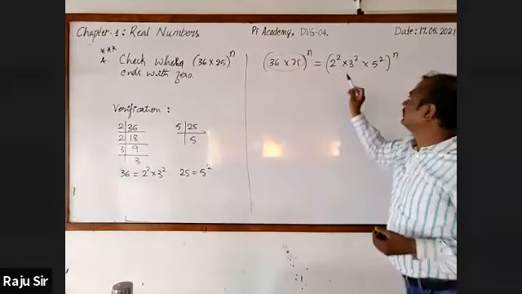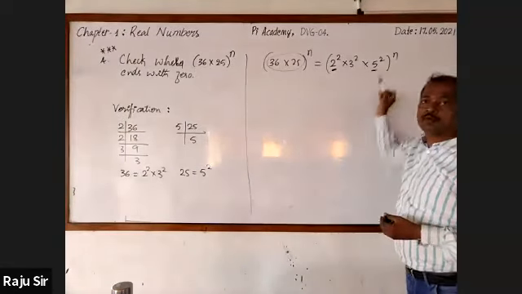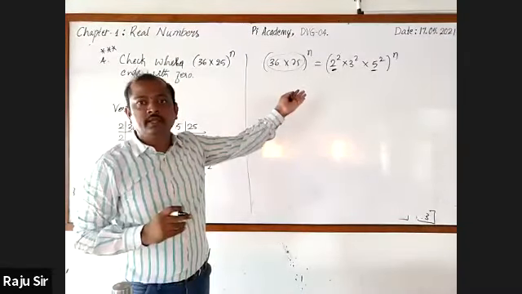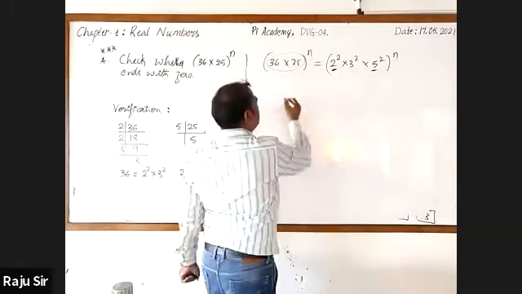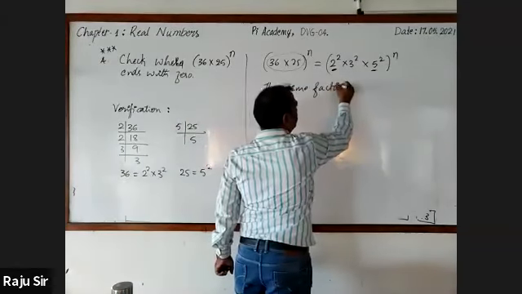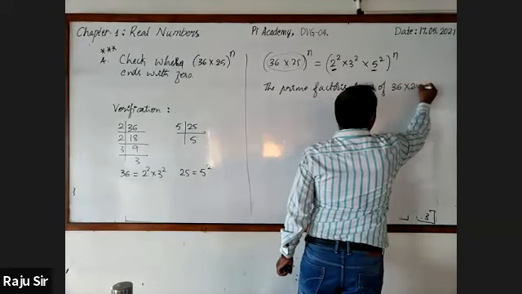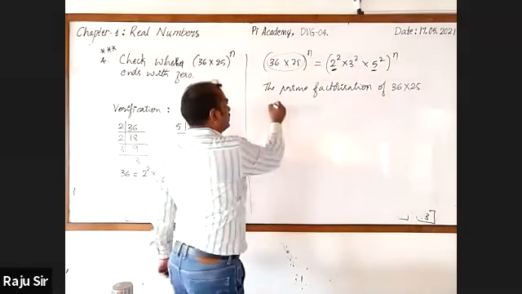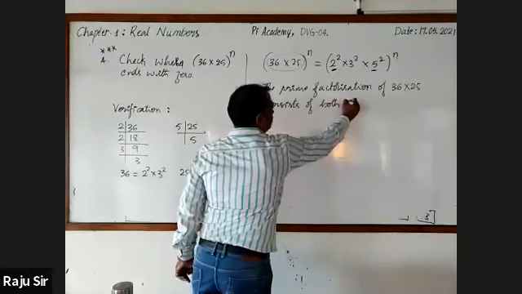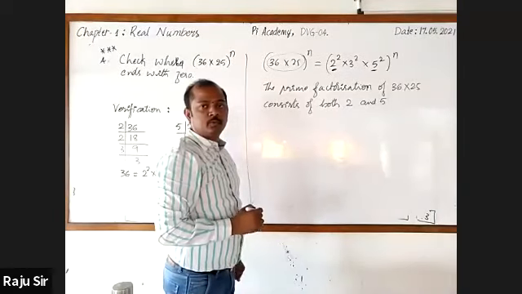Yes, you are right. Very good. This prime factorization of the given number consists of both 2 and 5 as its factors. Hence, we can say that it ends with 0. The prime factorization of 36 into 25 consists of both 2 and 5.